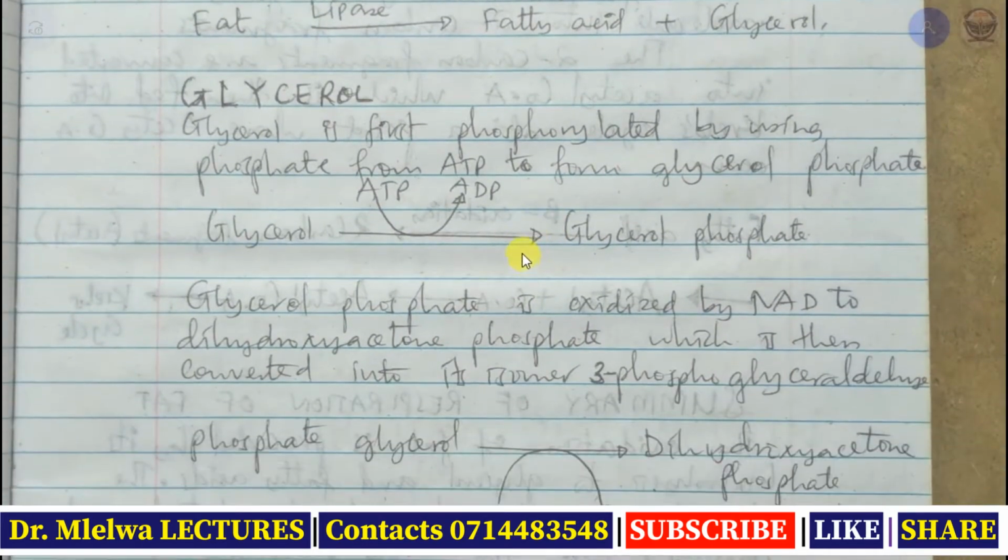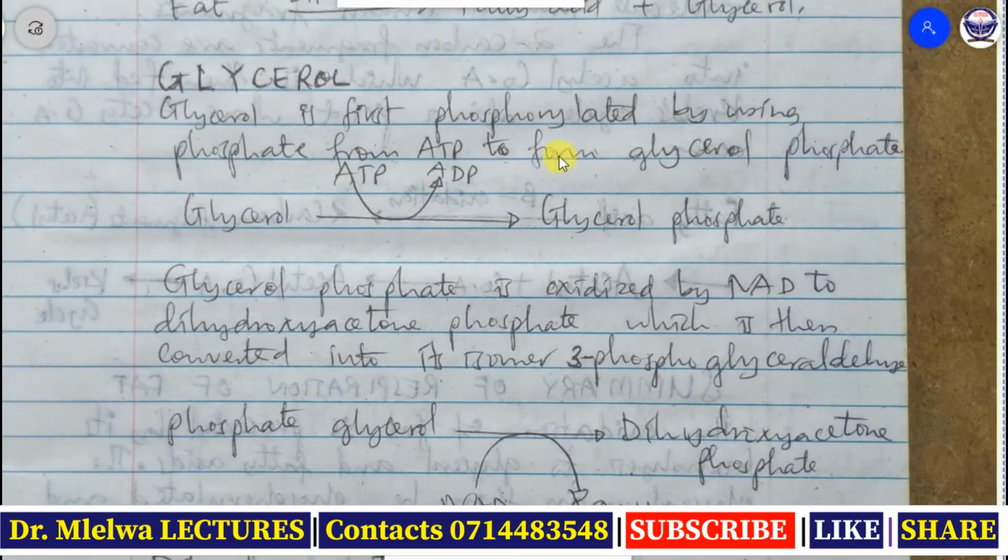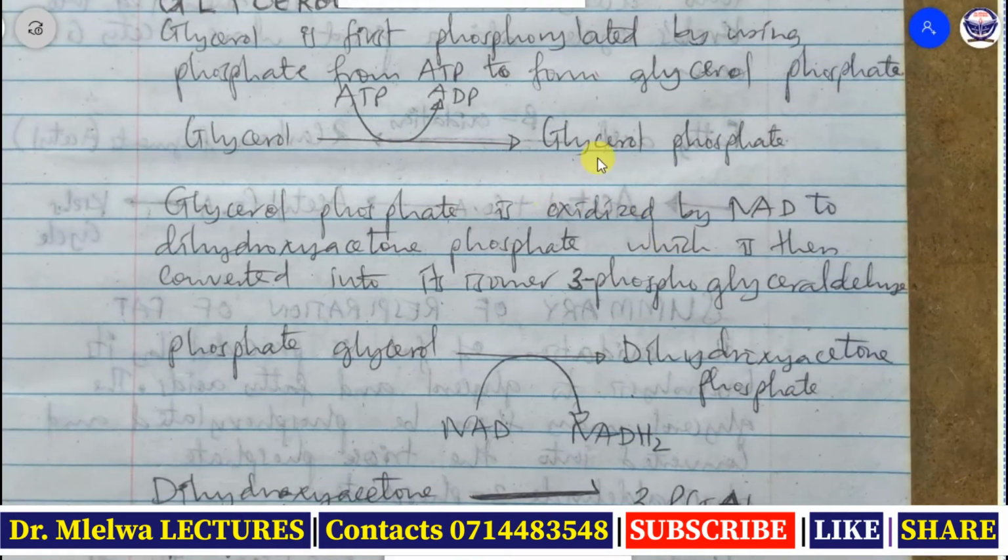Starting with glycerol, it is first phosphorylated by using phosphate. If you are phosphorylating glycerol using phosphate from ATP, it will form glycerol phosphate. So by phosphorylating glycerol we get glycerol phosphate. Remember, glycerol is an alcohol, so this is the phosphorylated alcohol.